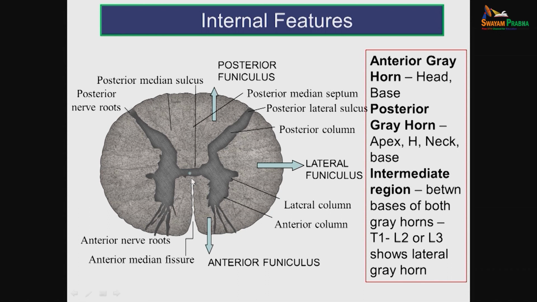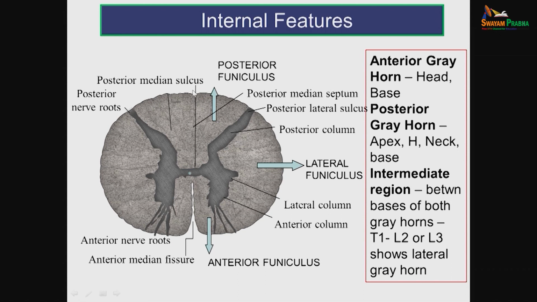So, you come anterior to the grey commissure. Here you can see the anterior median fissure. Between the anterior median fissure and grey commissure, this is called anterior white commissure. Please note, anterior median fissure does not reach the grey commissure. So, there is an area of white matter between the anterior median fissure and the grey commissure. This portion is called anterior white commissure.